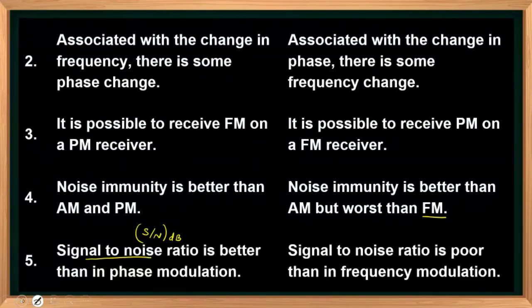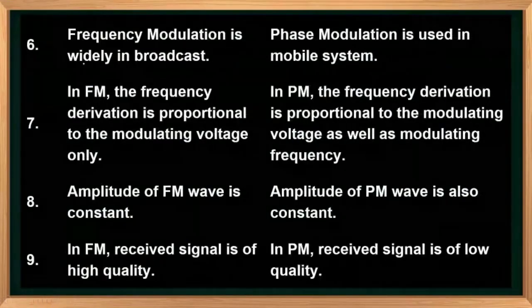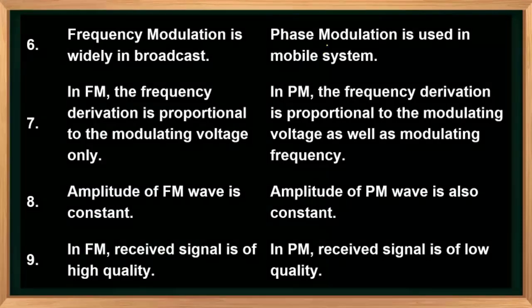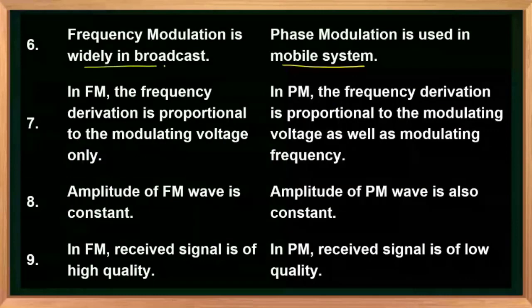So these are comparisons of different parameters. Signal to noise ratio and noise immunity are better for FM when comparing with PM. The next point is that frequency modulation is widely used in broadcast, but phase modulation is used in mobile systems. Phase modulation is mostly used in mobile communication. Frequency modulation is widely used in broadcast.